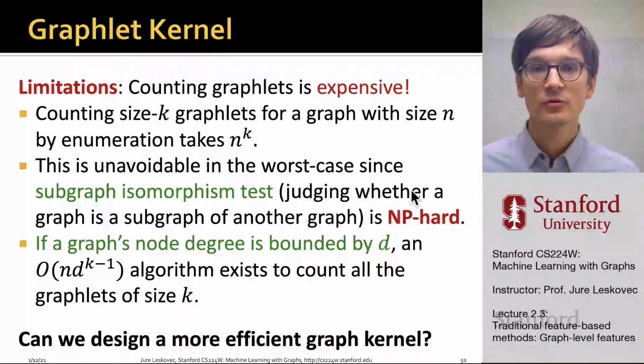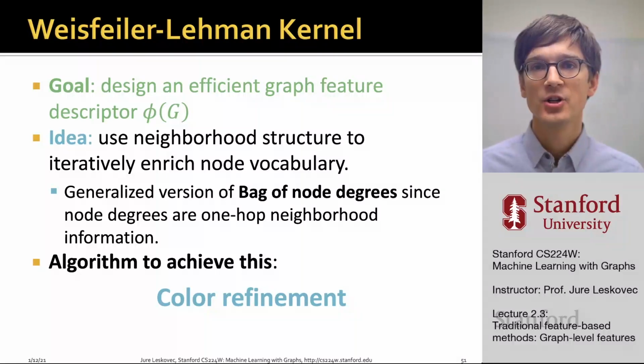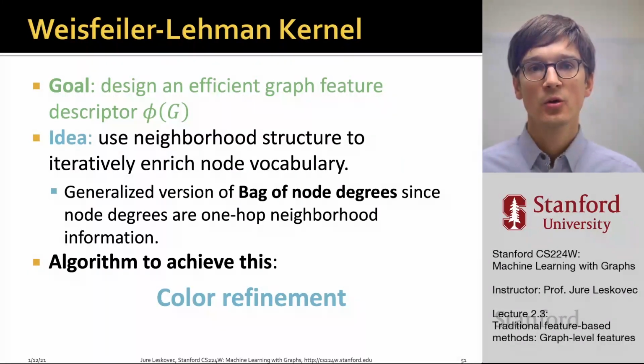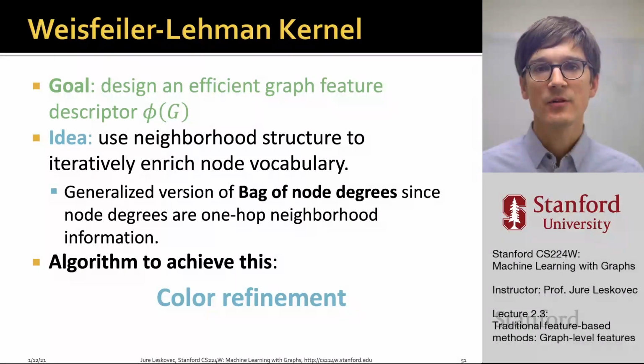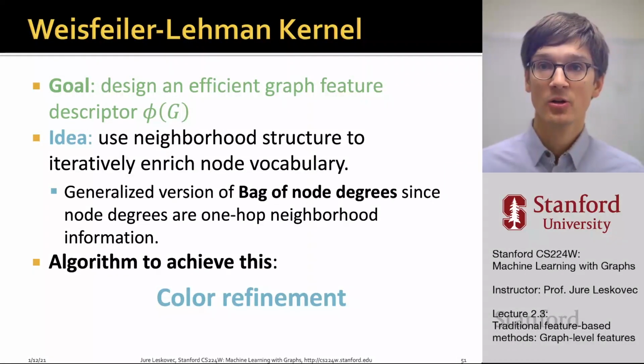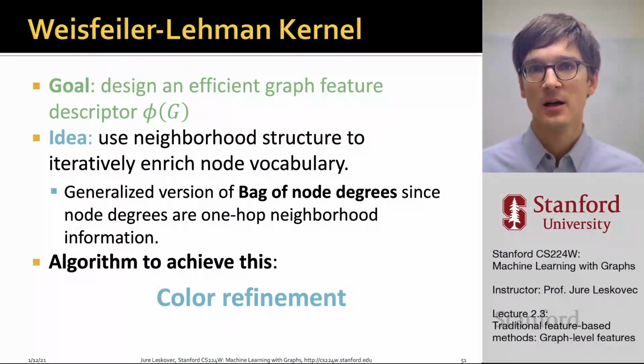So the question is, how do we design a more efficient graph kernel? And the Weisfeiler-Lehman graph kernel achieves this goal. The goal here is to design an efficient graph feature descriptor phi of G, where the idea is that we want to use a neighborhood structure to iteratively enrich the node vocabulary. And we generalize node degrees, which are one-hop neighborhood information, to multi-hop neighborhood information. The algorithm that achieves this is called the Weisfeiler-Lehman graph isomorphism test, also known as color refinement. So let me explain this next.